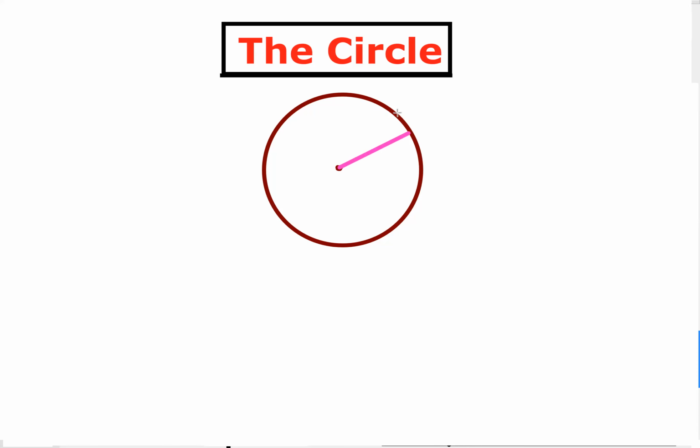Equal distance. What do we name it, this part? No, it's not a chord. It's radius. Yes, radius. Okay, if I increased it to the other side, now what do we name it? Diameter. Now what about this one? It's like it but not passing through the center. Chord, thank you.